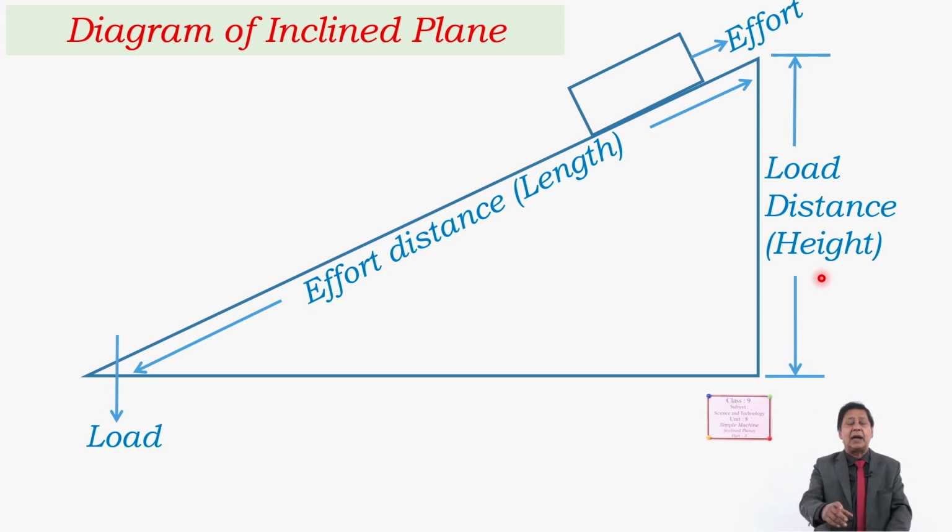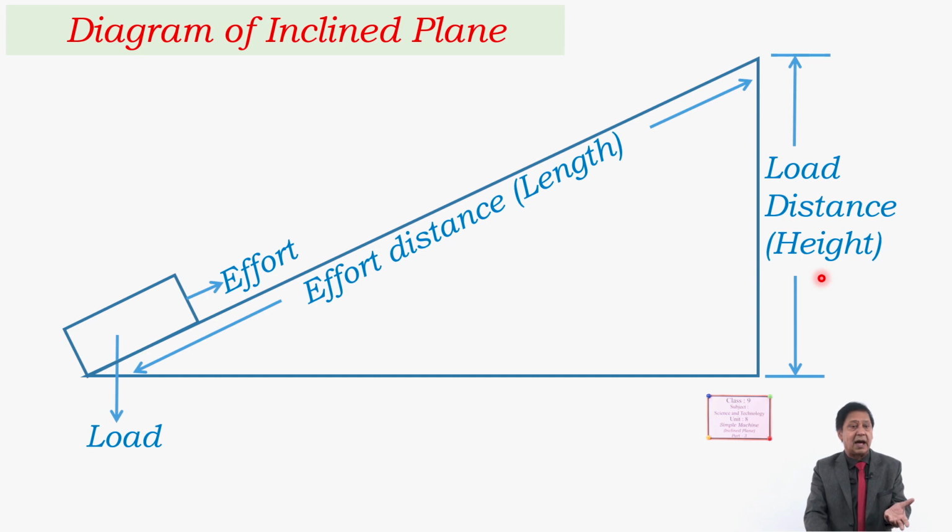Okay, now finally I want to show you the diagram which we have to draw in our notes and our examination. This is the real diagram. If you are told to draw the diagram, then the components of the inclined plane should be shown. There are four basic components: load, effort, effort distance, that is the length of the inclined plane, and the last one is load distance, that is the height. These four are the basic components of the inclined plane, and it looks like a right angle triangle. This is a very nice diagram for the representation of an inclined plane.